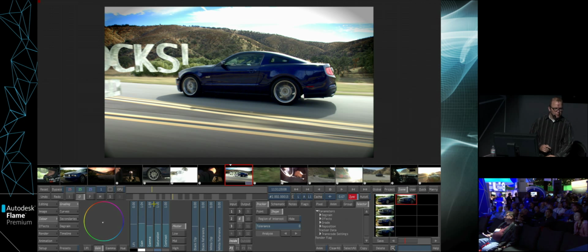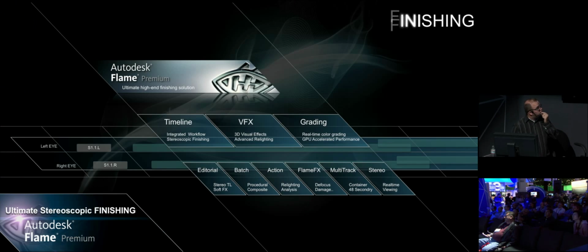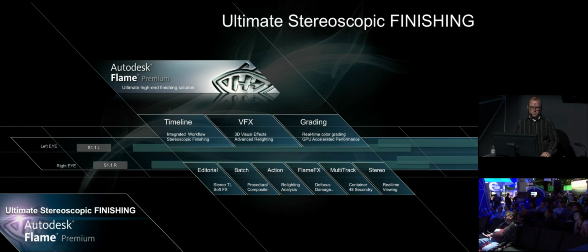So what we've been showing you is Flame Premium. It's really the ultimate stereoscopic finishing solution. We want to thank our friends at OASIS Imagery in Hollywood for providing that material. You've seen just a taste, in a half hour, of some of the capabilities, but really we've got a fully loaded functioning software here with multiple tasks that can be accomplished in the different areas of the software. So we looked at the timeline workflow.